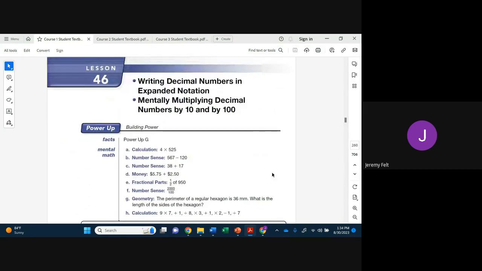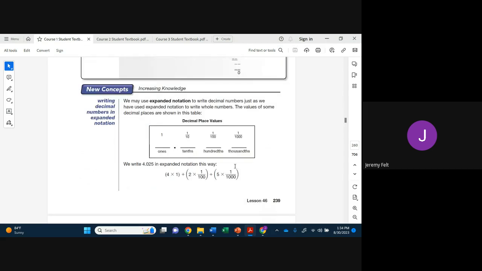Okay, lesson 46, writing decimal numbers in expanded notation, mentally multiplying decimal numbers by 10 and by 100. Anything that's base 10, or 1 and a bunch of zeros after it, 10, 100, 1,000, 10,000, a million, a billion, whatever, is really easy because when we're multiplying or dividing, we're really just moving the decimal place. And we'll introduce that today.